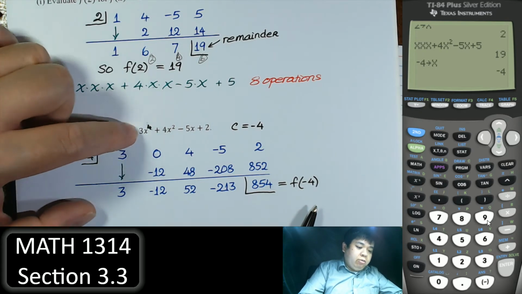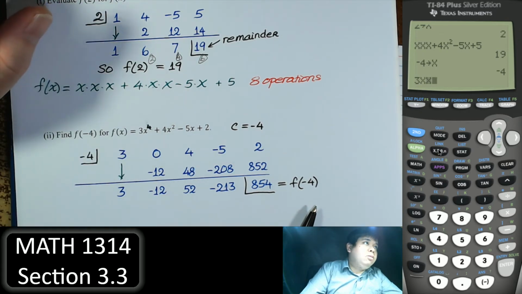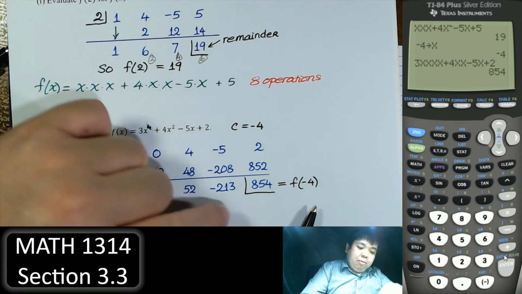Right, x to the 4, 3x to the 4, plus 4x squared, minus 5x, plus 2. Yep.